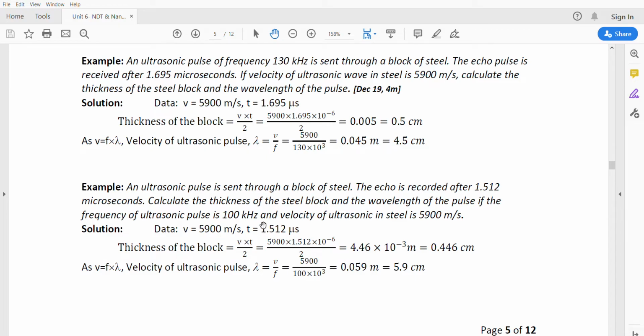Thickness of the block is the same formula, velocity into time upon 2. Substitute the values and you will get the thickness of the block as 0.446 centimeters. For the wavelength, we need to use the basic formula: velocity is equal to frequency into wavelength, so lambda is equal to V upon F. Velocity is 5900 upon 100 × 10^3. Substitute all the values, then we get 5.9 centimeters.